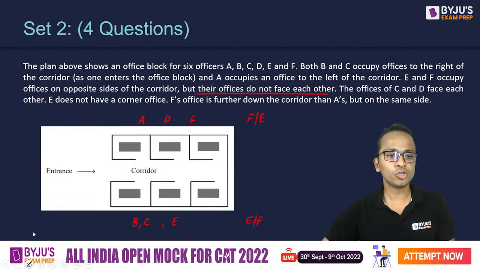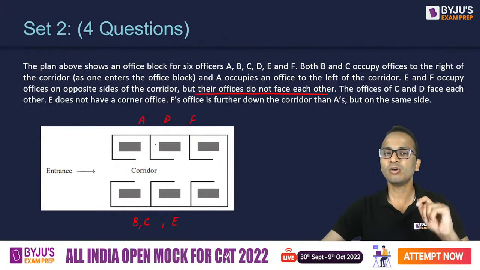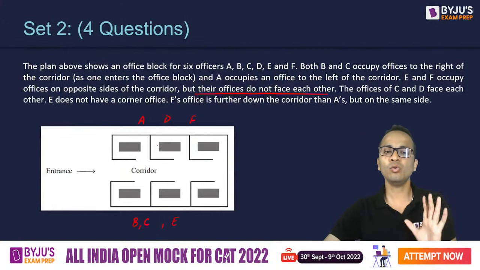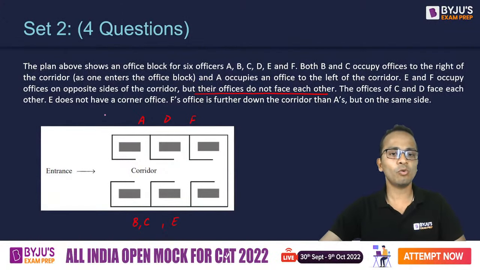All right. So we are clear about E and F as well. I'll erase them from there. And now we have determined which 3 will be on the left and which 3 will be on the right. Okay. All right. Now let's go further.